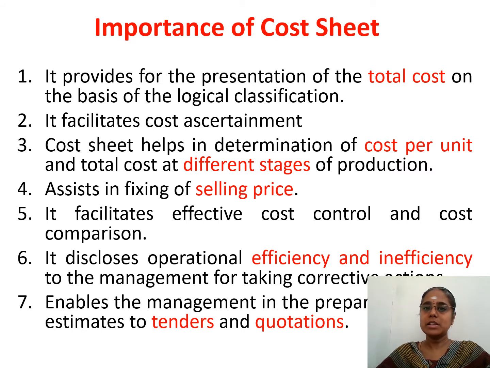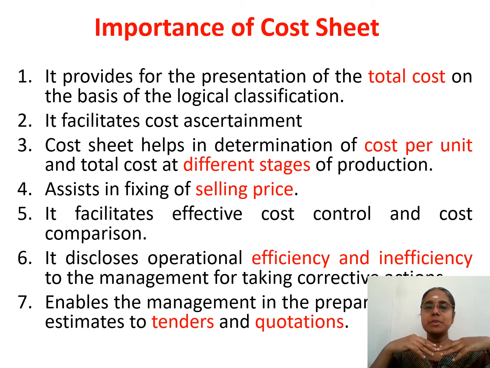So it helps in determining the cost per unit at various stages, whether it is in the factory or after adding the administration and after adding the selling and distribution. In each stage you can find the cost per unit. And the final cost per unit also you can find. So it helps in finding the selling price of a product. You can compare 2-3 products based on the cost sheet, and it helps in effective cost control and cost comparison.